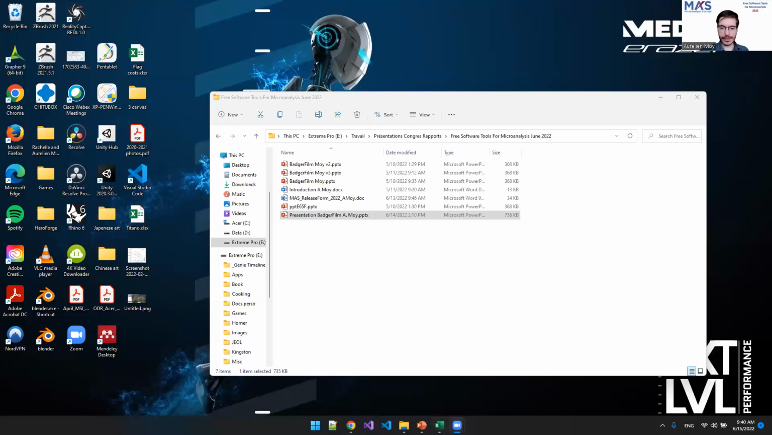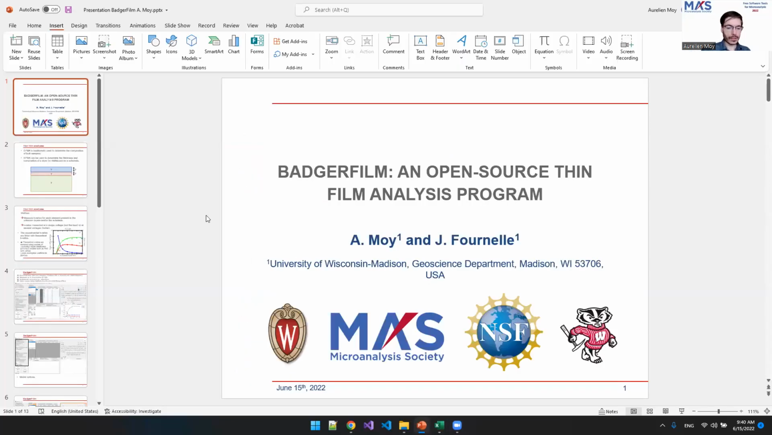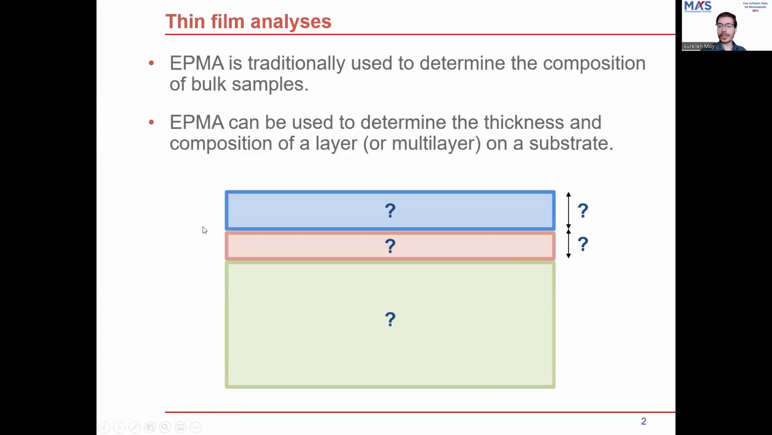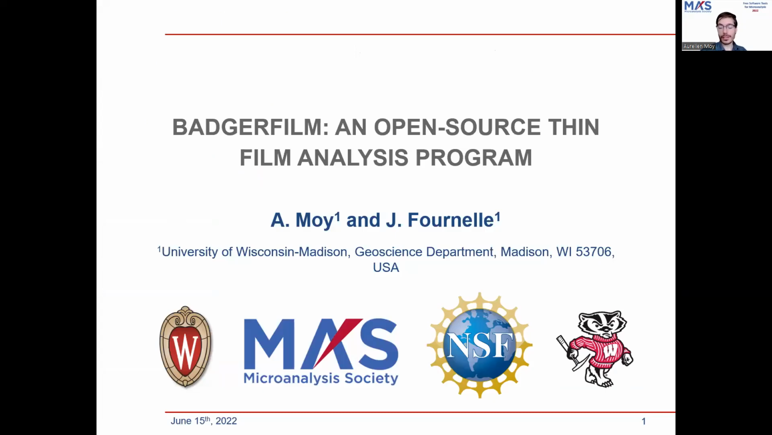So let me share my screen. All right, so let me talk a little bit about BadgerFilm, which is a thin film analysis program for electron probe microanalysis. This program was developed at the University of Wisconsin-Madison, the Geoscience Department, in collaboration with John Neill and with the financial support of the National Science Foundation.